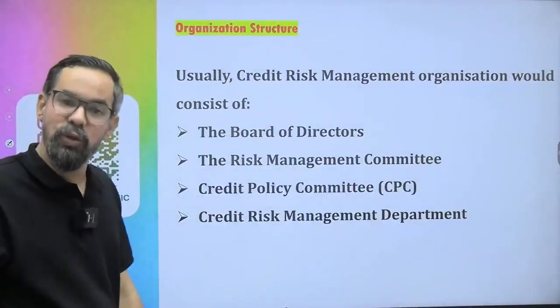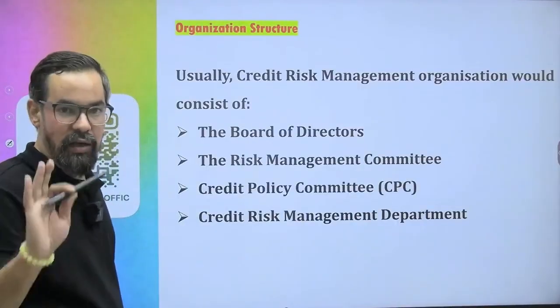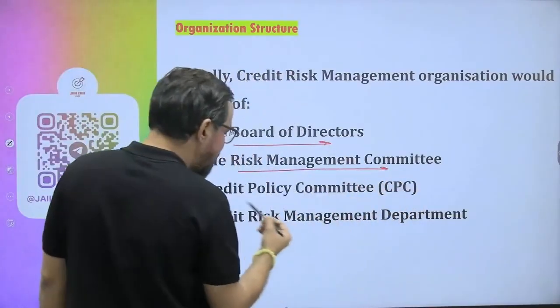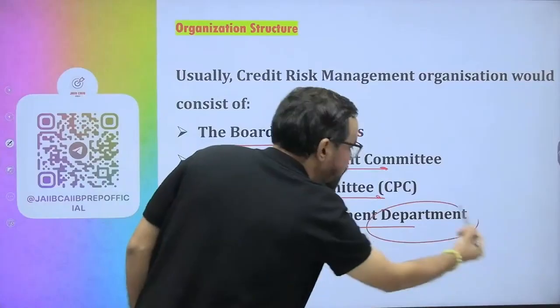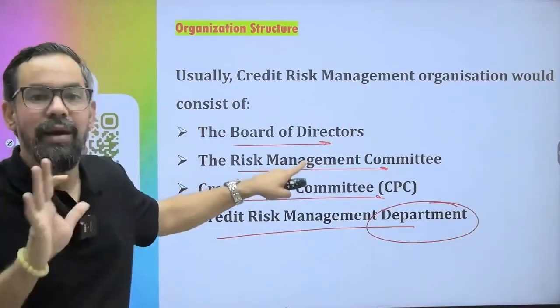When it comes to the organization, again we have the same things. I hope you can now relate to this. Board of Directors, Risk Management Committee, Credit Risk Management Committee, Credit Risk Management Department. So this is the overall organizational structure for credit risk management.